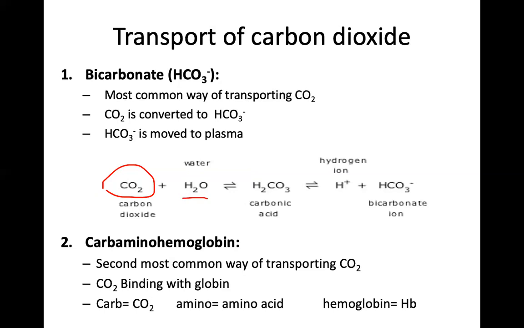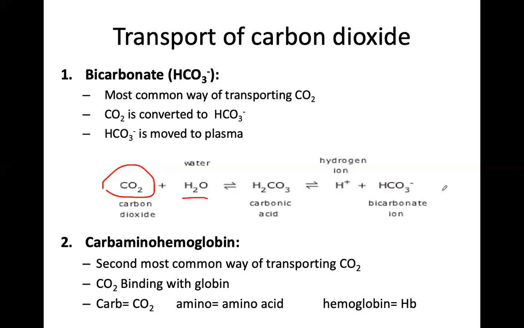But carbonic acid does not stay as carbonic acid. It breaks down to a hydrogen ion, which is H+, and HCO3 minus, which is the bicarbonate ion. Now remember, H is what makes something acidic. So I can take this hydrogen and combine it with HCO3 and revert the reaction back to water and carbon dioxide, or take carbon dioxide and water and release hydrogen into my environment.